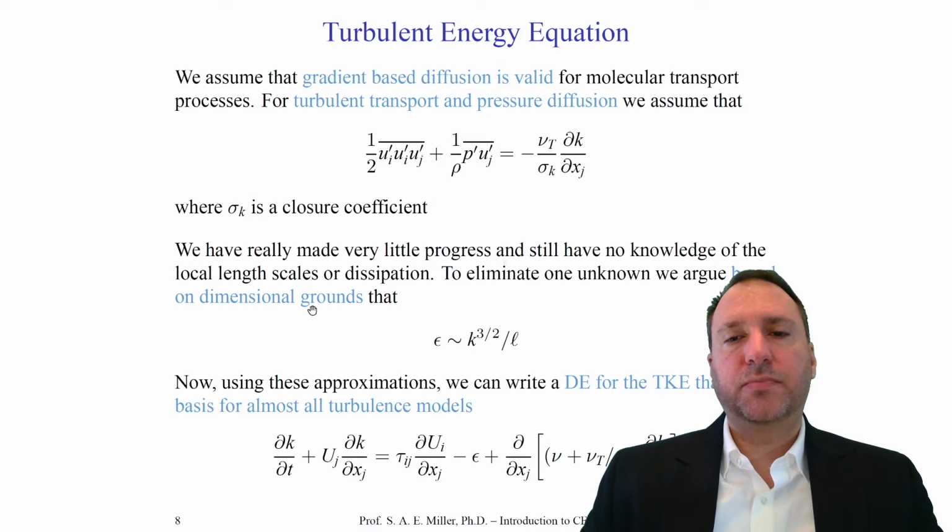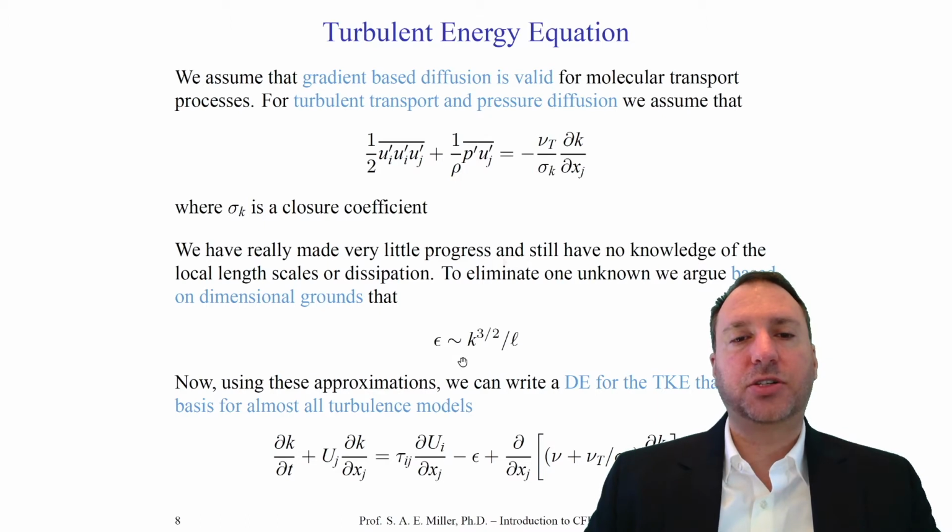We've already used, based on dimensional grounds, one way to estimate the dissipation with length scale, which is epsilon goes as k to the 3/2 over L. k would have units of meters squared per second squared, L will have units of meters, and epsilon has units of meters squared per second cubed. You can check the units yourself, but this is just a dimensional argument, and you see it's an approximation.